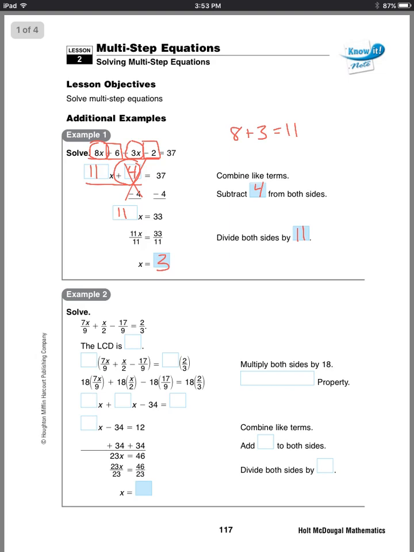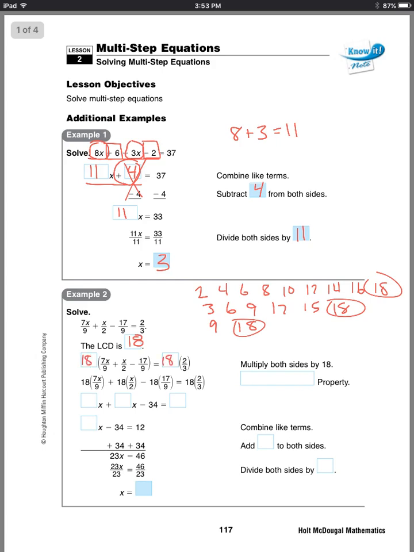Okay, so we can list them out. 2, 4, 6, 8, 10, 12, 14, 16, 18. And then we have 3, 6, 9, 12, 15, 18, and we have 9 and 18. So 18 is our least common denominator. Now that we know that, we multiply both sides by 18.